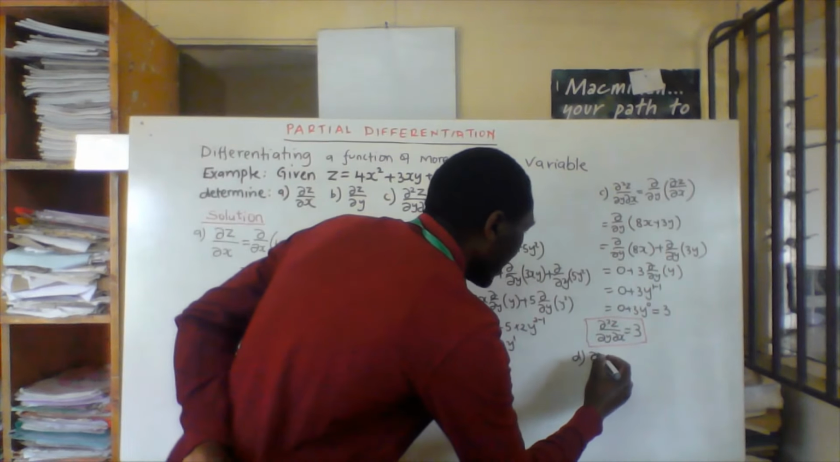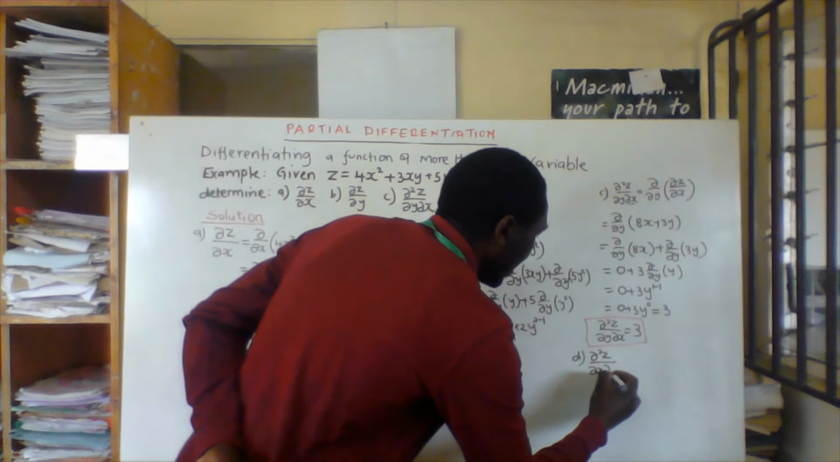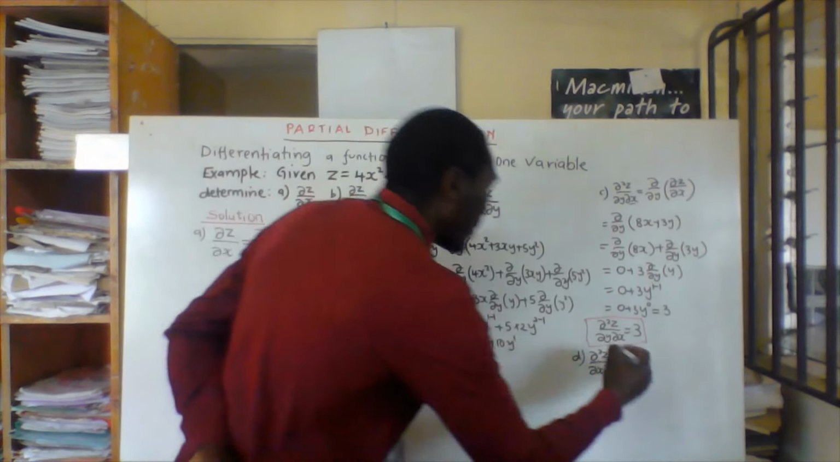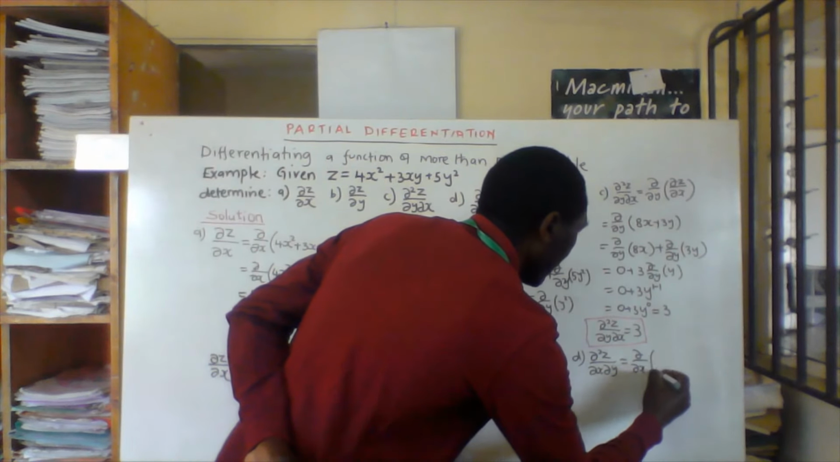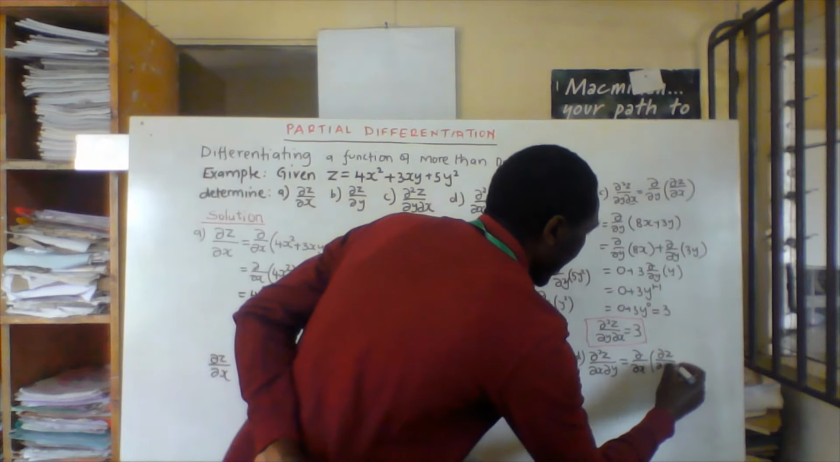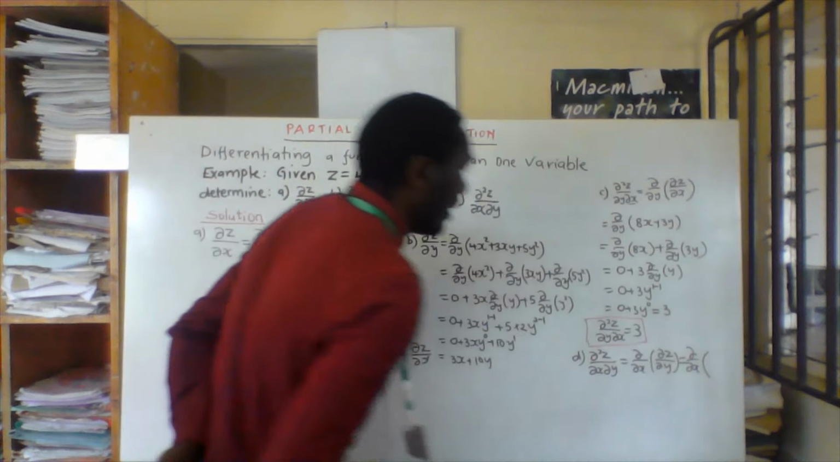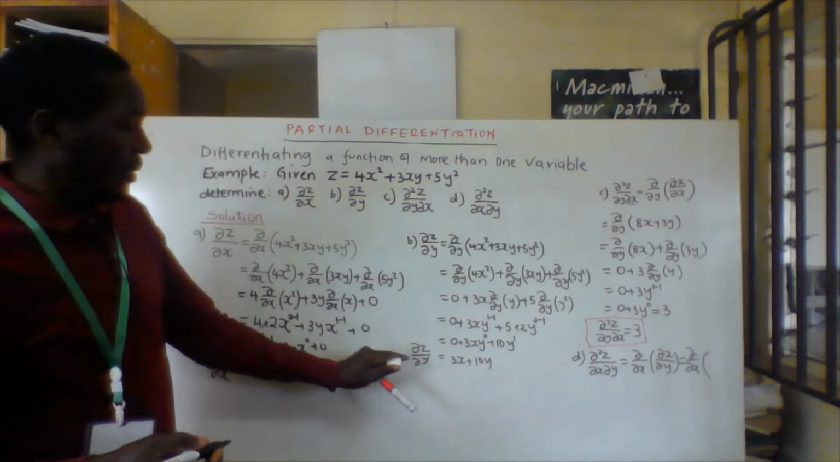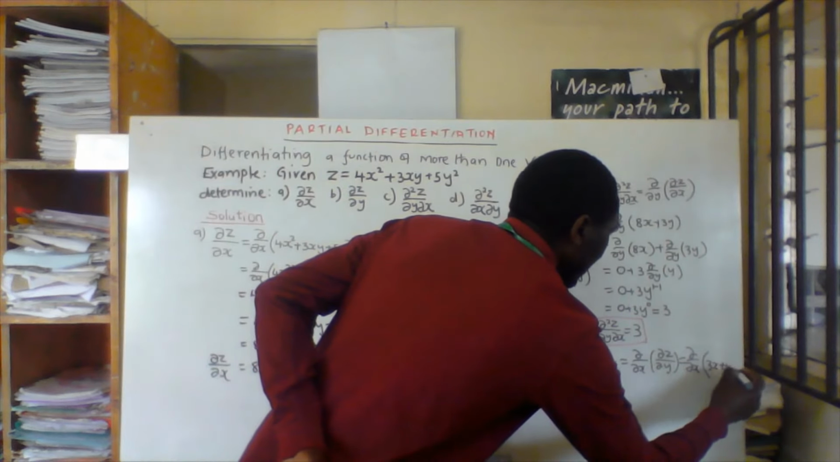We are doing the second derivative of z with respect to x after doing with respect to y. This means we take the partial derivative with respect to x of the partial derivative with respect to y. So this is the partial derivative with respect to x. We have done the partial derivative of z with respect to y. That is 3x plus 10y.